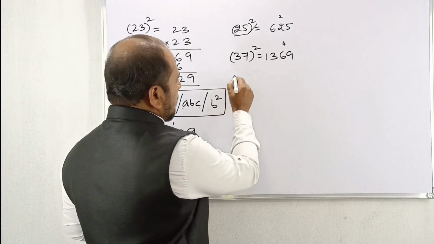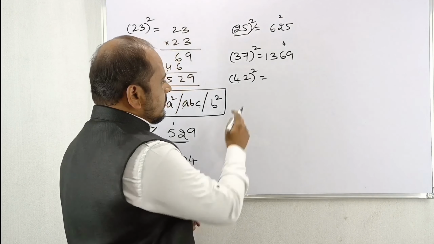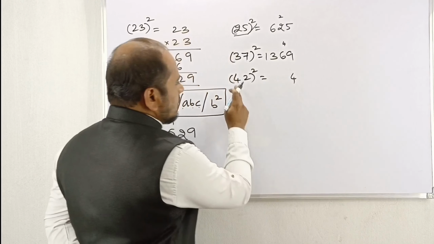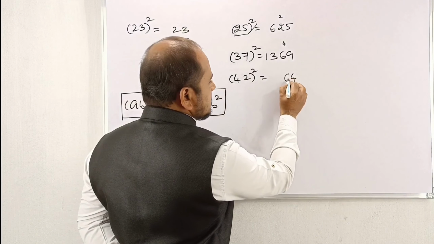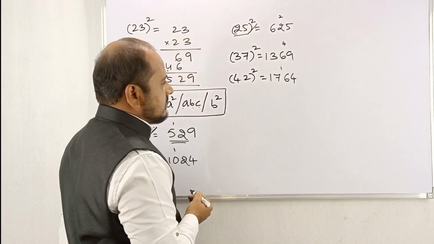We can take one more value. That is 42 whole square. Now here 2 square. 2 square is 4. 4 twos are 8. 8 twos are 16 upon 1. 4 square 16 plus 1, 17. 1764.